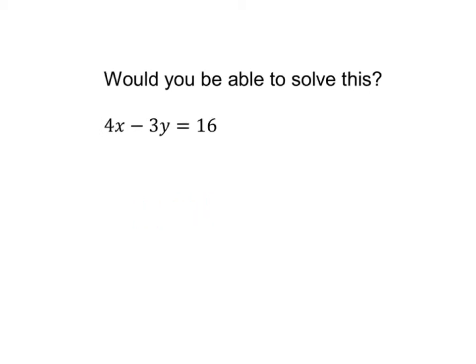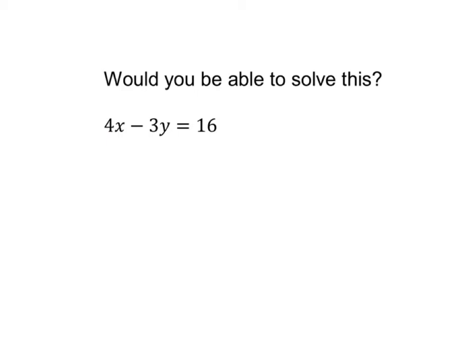Well, what about this? Would you be able to solve this? 4x minus 3y is equal to 16. And the answer is not really. If we were looking for a single solution, a single value for x and a single value for y, we wouldn't be able to solve this, because we wouldn't be able to solve for x unless we know what the value of y is. And vice versa. We wouldn't be able to figure out the exact value of y if we didn't know what x was. So there's not enough information to solve this and get a single answer.